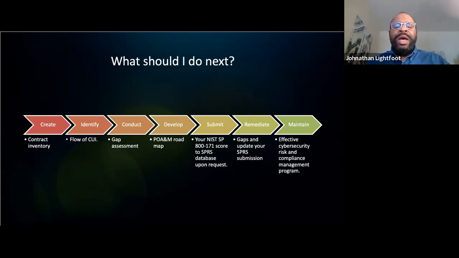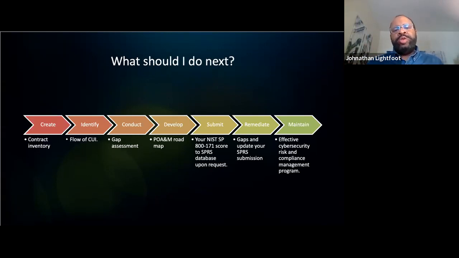Next, make sure that you're submitting your NIST SP 800-171 score to the SPRS database. This was something that was put out, I want to say in fiscal year 2019, and you had to have it done by November 2020, if I remember correctly. A lot of you, if you've been around, will remember this. DoD came out with this thing that said, you must submit your 800-171 score by this date. A lot of organizations did, but a lot of organizations didn't.